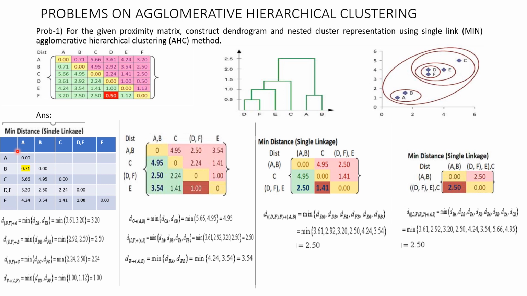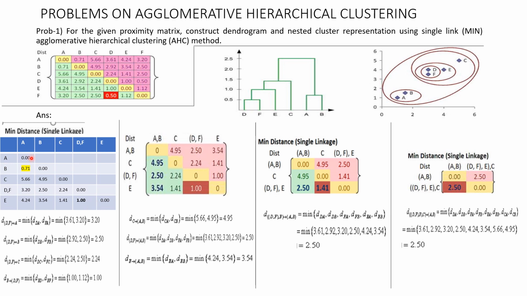Again, if you observe here, I have not calculated the distances above the diagonal because it is the same. Distance from B to A is 0.71, right? Distance from A to B will also be 0.71. So don't waste your time in calculating these distances again. Either you calculate the upper diagonal elements or lower diagonal elements. Okay. Distance from C to A is 5.66. So A to C will also be 5.66. Don't waste your time here.